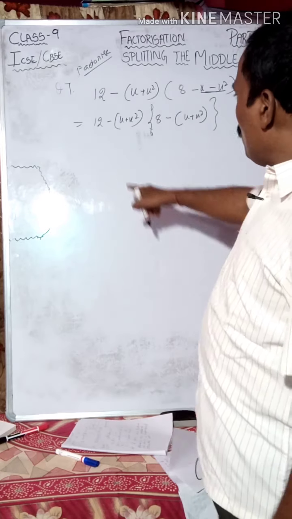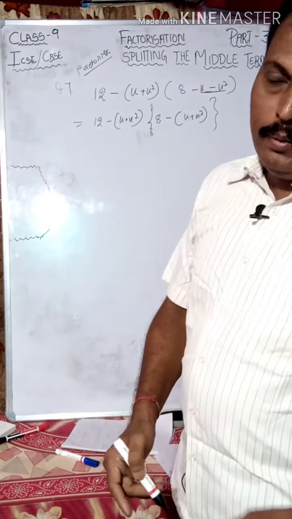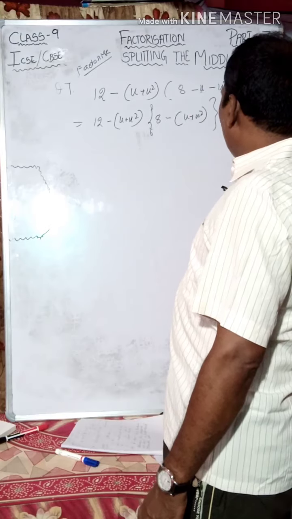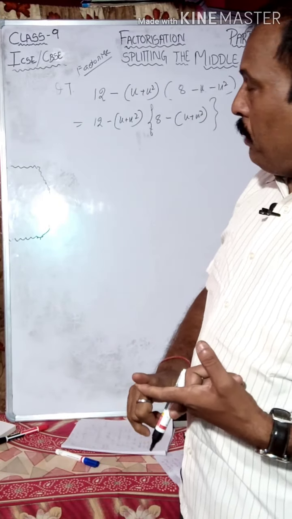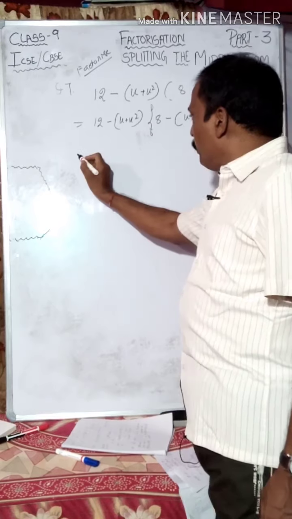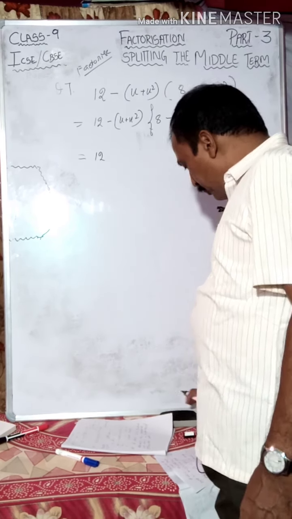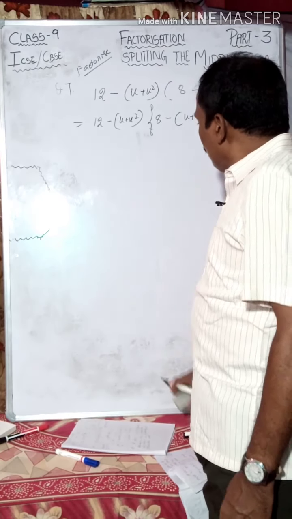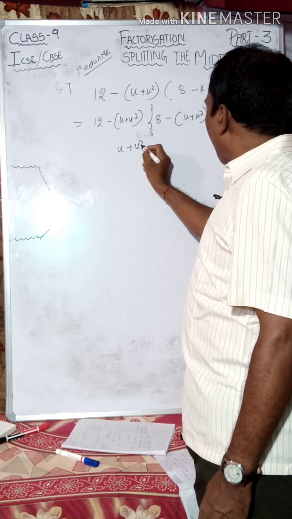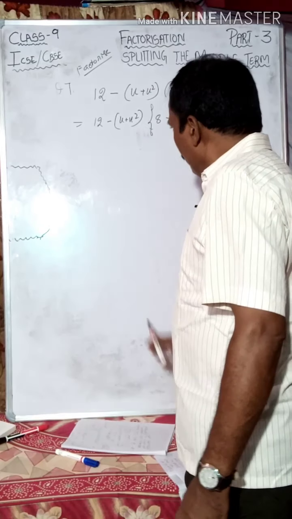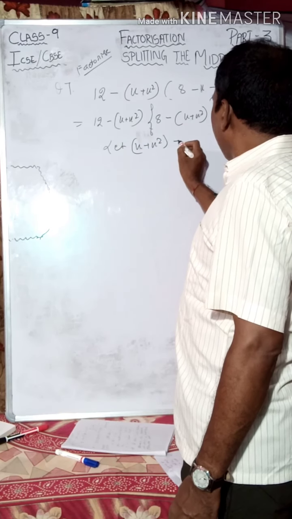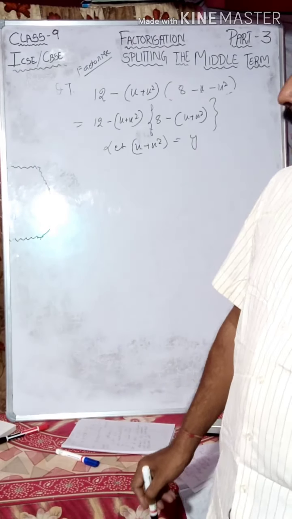Look here. So how many terms in this expression? There are two terms. This is the first term, and from this to this total one term. There are two terms. First term 12, second term x plus x square whole into 8 minus x square. Let x plus x square is equal to y. Suppose x plus x square is equal to y.